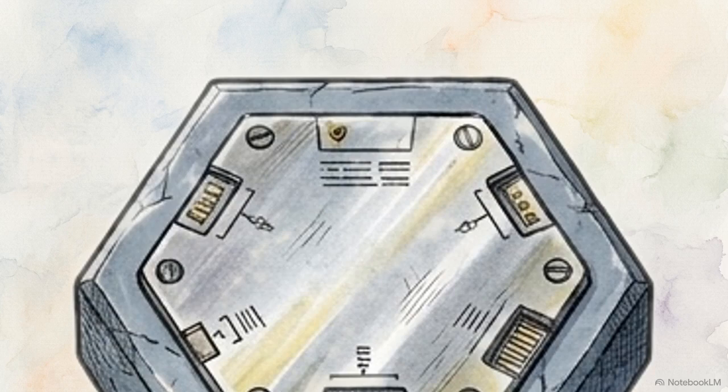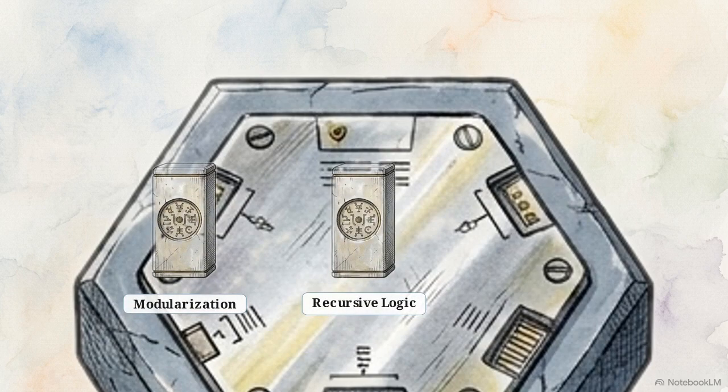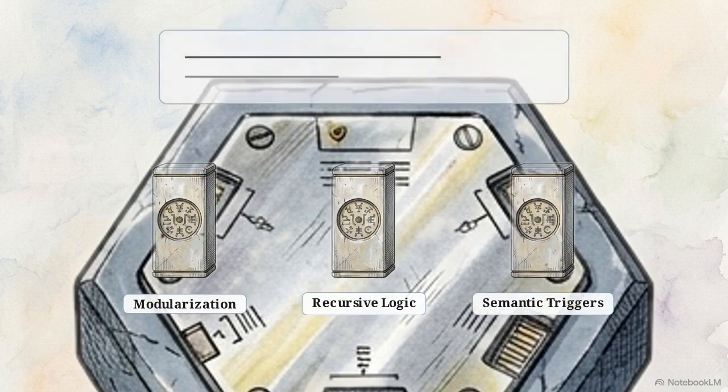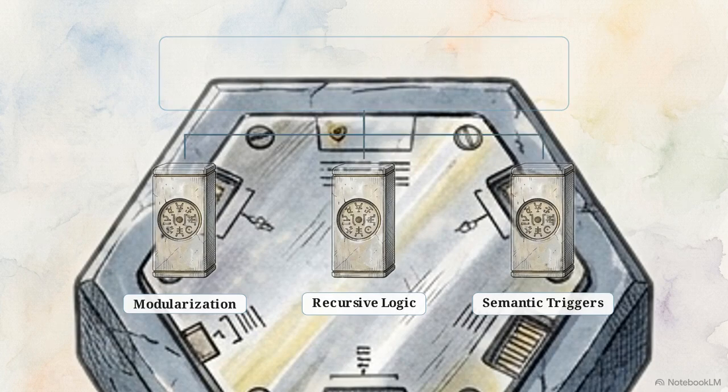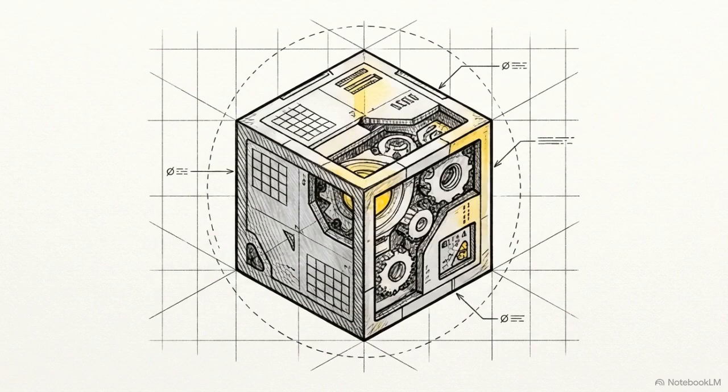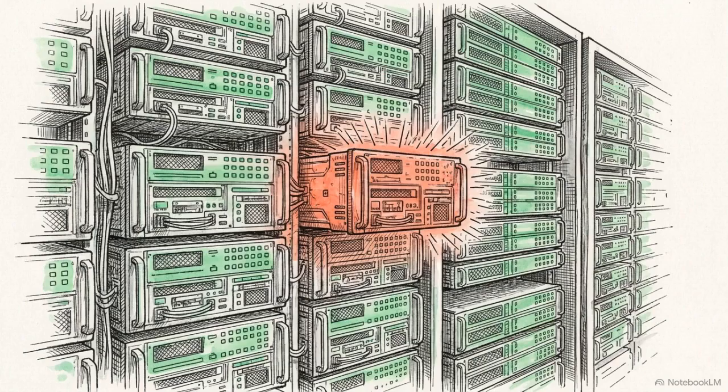That infrastructure relies on three specific pillars: modularization, recursive logic gates, and semantic triggers. Together, these pillars form a hierarchy beneath the user interface, routing data through rigorous operational protocols. Mastering this architectural scaffolding transforms raw compute into reliable production-grade output. We start by addressing the primary cause of hallucinations: cognitive overload.